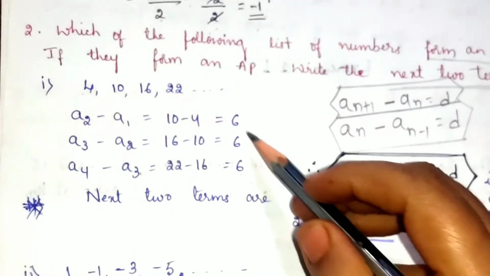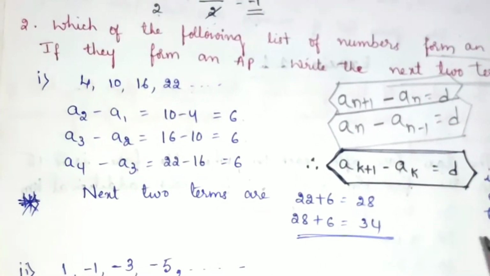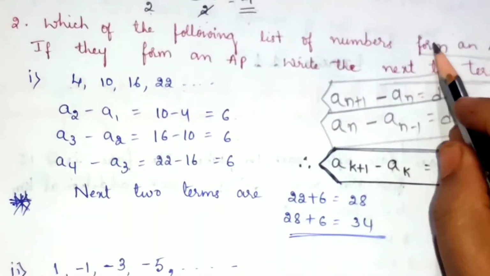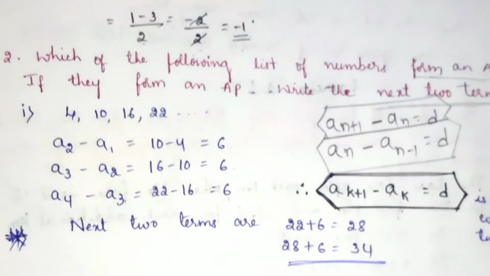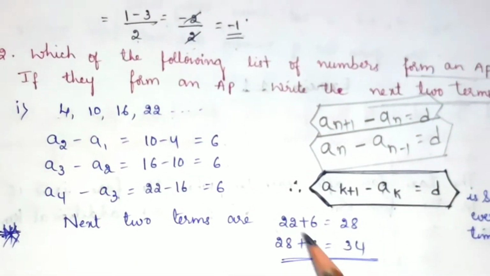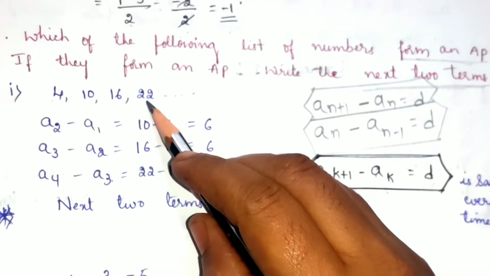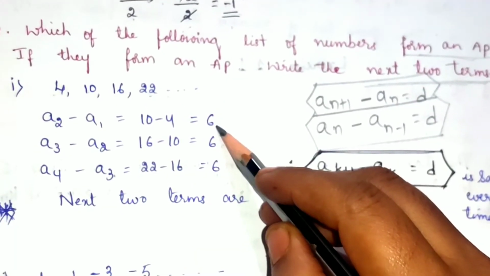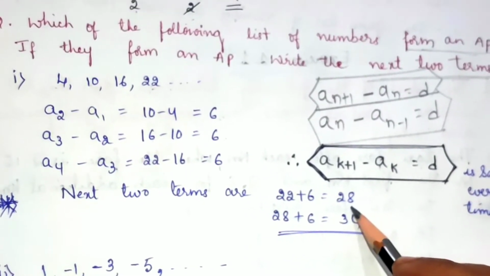Since the common difference is the same, now you have to write down, this is in AP. If it is in AP, then the next segment of the question is to find the next two terms. Now what you have to do? The next term is 20, last term is 22, add the common difference to it. That is 22 plus 6 will give you 28.